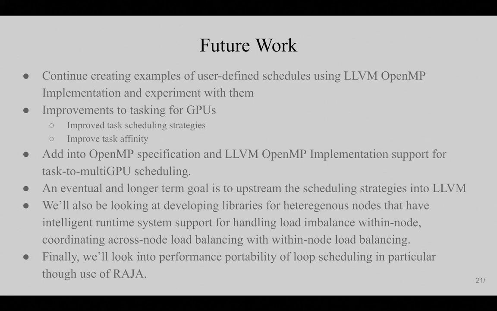And then finally, we're going to work to develop libraries that are beneficial for heterogeneous nodes, particularly libraries that interact with cross-node load balancing libraries like Charm++, and also performance portability libraries, in particular Raja, as well as another one that's Kokkos.